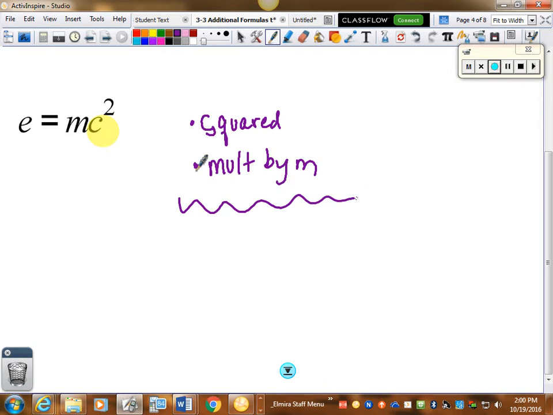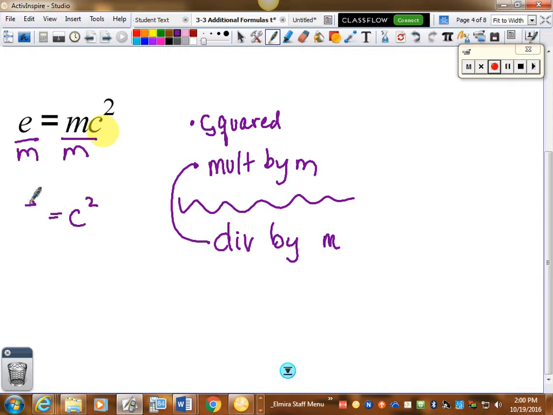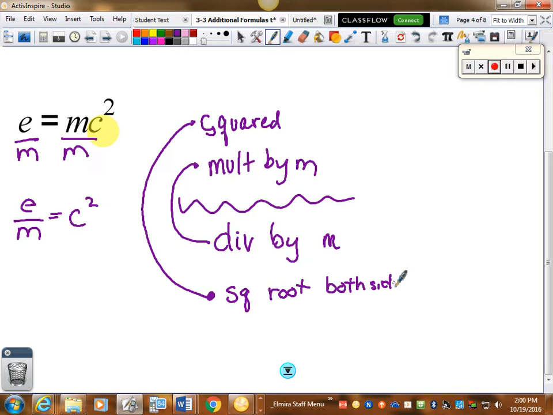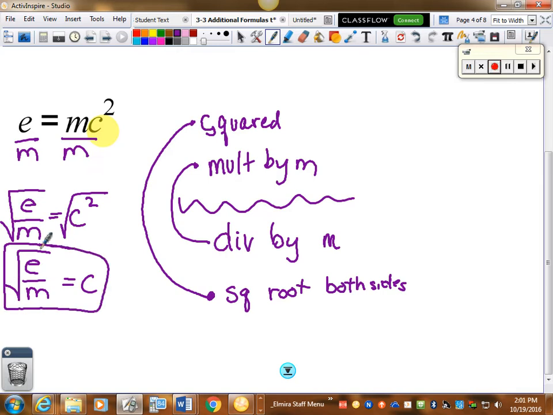Those are the two things that are happening. Let's go in opposites. Okay, I'm going to divide by m. So C squared equals E over m. Now the opposite of squaring something is square root. So I'm going to take the square root of both sides. Okay, remember square root is like a check mark and a long division had a baby. So C equals the square root of E over m.